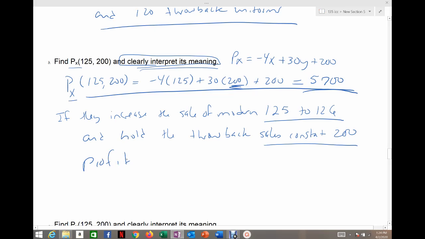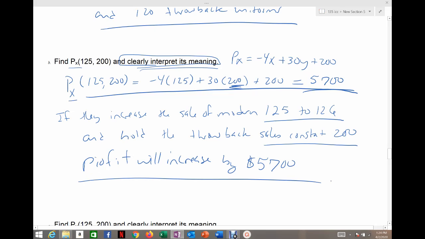Profit will increase by 5,700. Alright, so those are the three parts we're looking for.